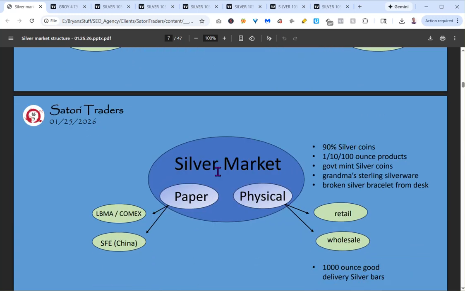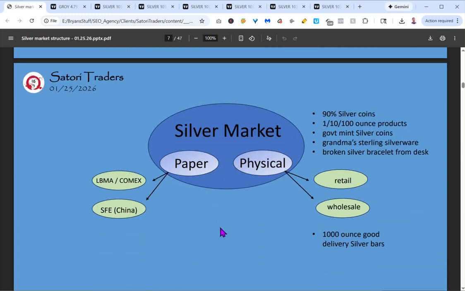Let's dig a little bit deeper into that. It becomes a little bit clearer at this level. So we're talking physical, and let's focus on retail. At the retail level, primarily what we're talking about is small, less than 1,000 ounce bars of silver. So anything less than 1,000 ounces, that's what we're talking about. There's the list, you can read for yourself. That's kind of the retail market.